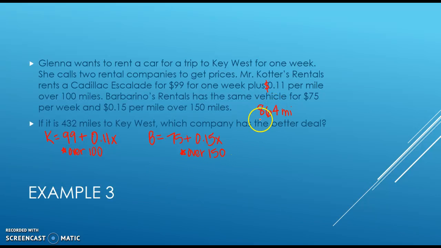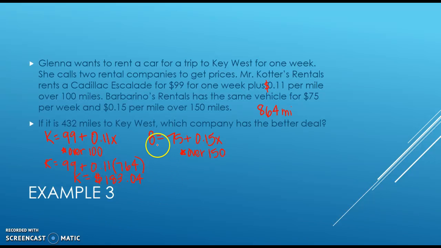All right, well, almost plug it in. Okay, remember, this is 0.11 over 100. All right, so I'm not going to plug in 864 to this one for Mr. Cotter's. I'm going to plug in 764 because that first 100 miles is free. So she's only got 764 that she's got to worry about. So plugged all this into the calculator, and Mr. Cotter's ends up being $183.04 for a whole week to drive that Escalade.